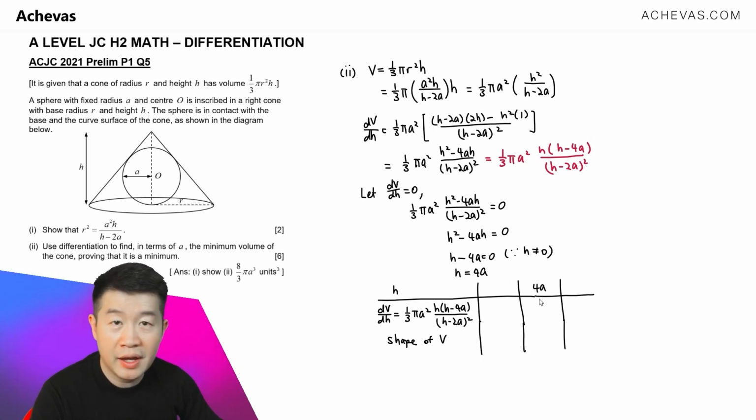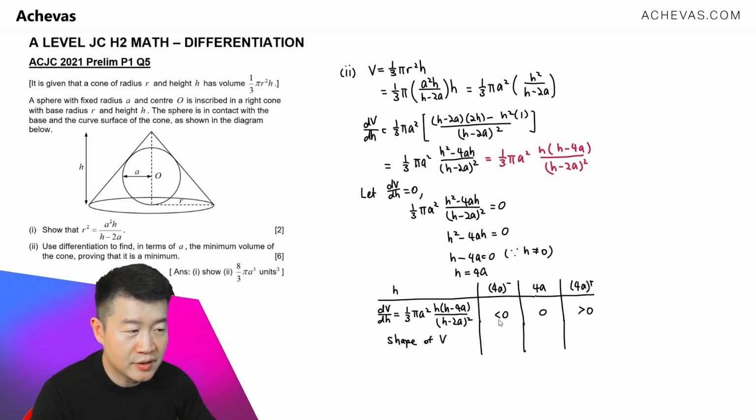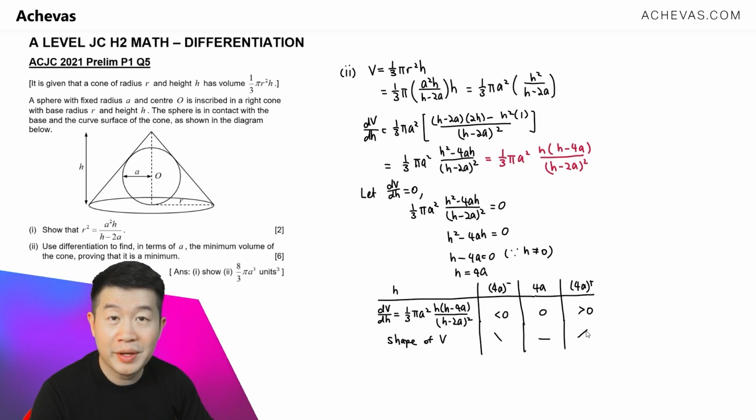When h is equal to 4a, dV/dh is obviously 0. That was what we first started out with. And when h is slightly less than 4a, it is going to cause this expression here to be negative, so this is going to be less than 0. And when h is slightly more than 4a, this is going to be positive, which means that for the gradient of V, it is going to be a negative gradient. So for the shape of V, the tangent is going to be sloping this way. The tangent here is going to be horizontal, and the tangent for this portion here is going to be a positive gradient, so the tangent is sloping this way. Based on this, therefore, we can say that V is a minimum when h is equal to 4a.